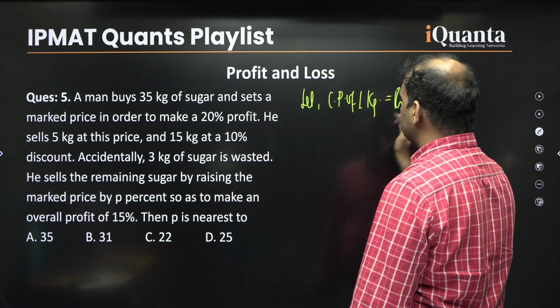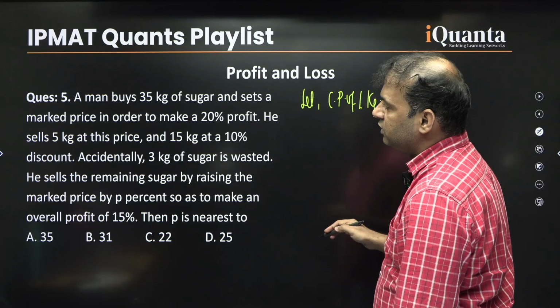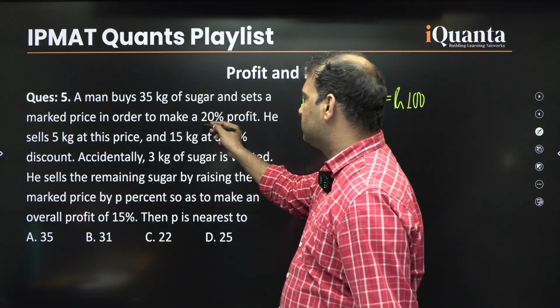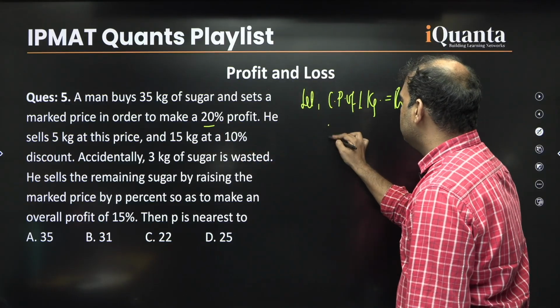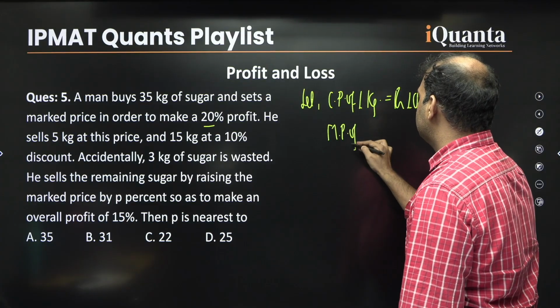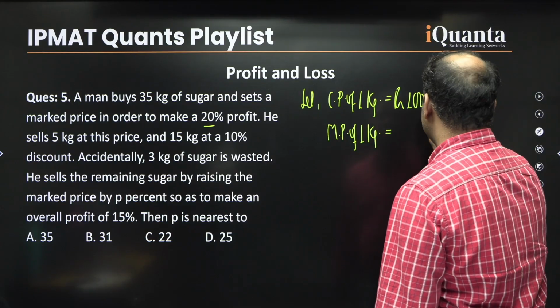So what should be his cost price, guys, by the way? And what is the mark price? Remember, the mark price is 20% above, so we can write this as well. The mark price of 1 kg, which is 20% above this, should be how much?